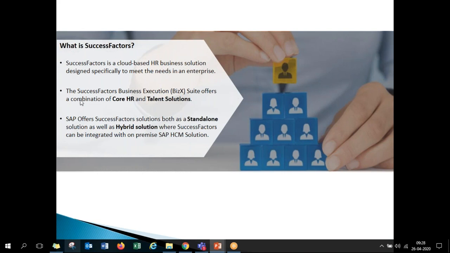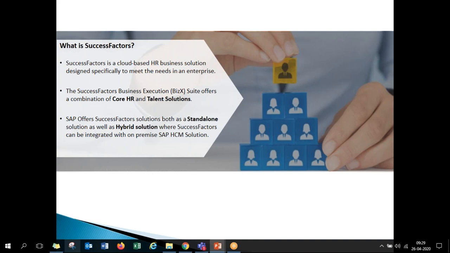That is what point number two highlights: it has a very good combination of core HR and talent solutions. What are all the talent solutions, basically? In a few slides, I'll show you that. And the next important factor of its success is the way it can be deployed or implemented: both the standalone approach and hybrid solutions are supported. Today, if a customer wants to implement SuccessFactors with all the solutions, right from Employee Central, performance management, recruitment management, everything in SuccessFactors, without any other system dependencies, we call it standalone. That way they can go.